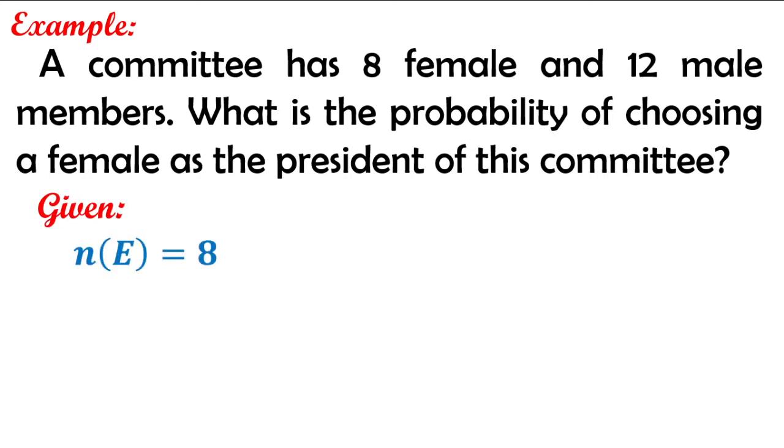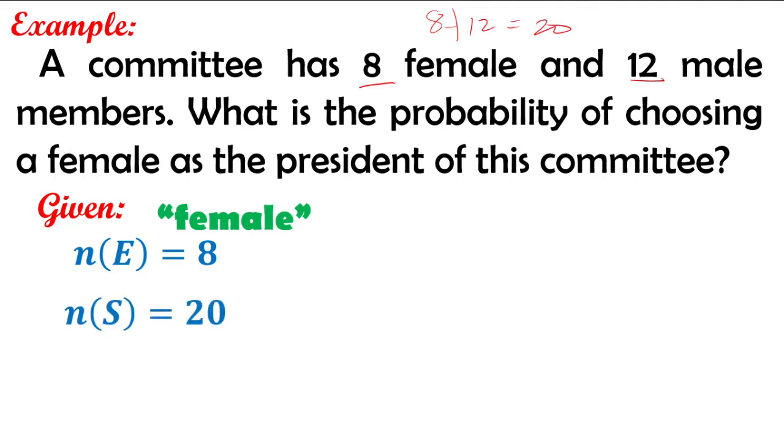Say, we're asking for a female, correct? So we're getting the probability of choosing a female. So female ang focus natin for the event. Yun ang event natin, pumili ng babae as president. Now next, ilan ba ang total outcomes natin dyan sa pagpili? Meron tayong 8 babae, so 8 female and 12 male. So 8 plus 12, that is equal to 20. So the total number of outcomes is 20.